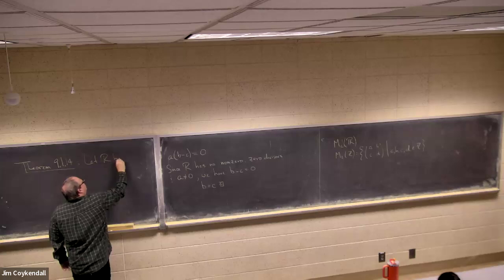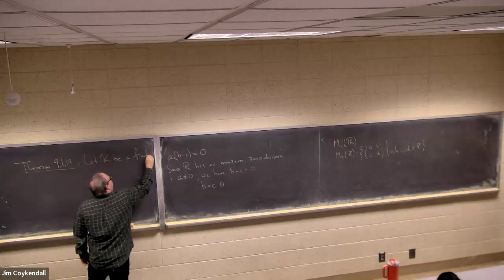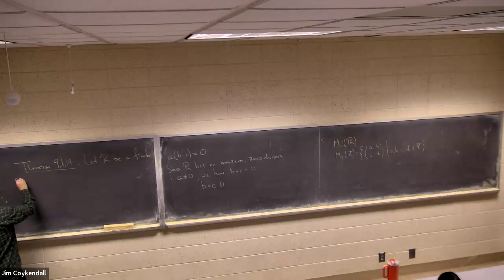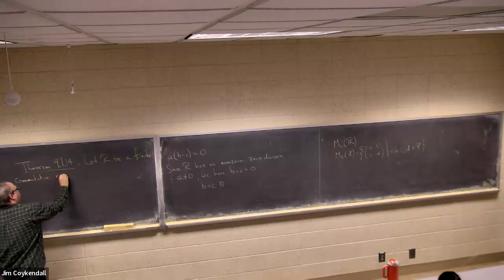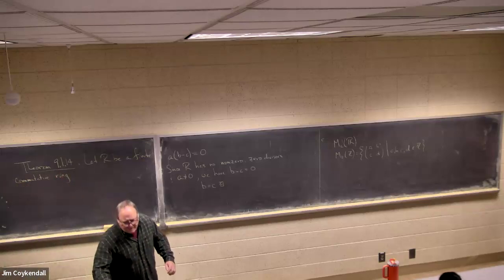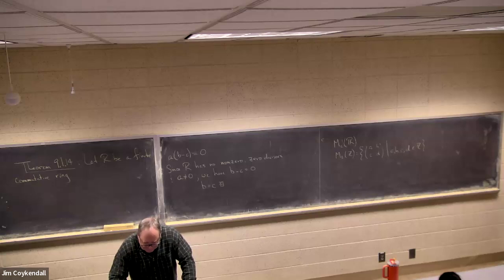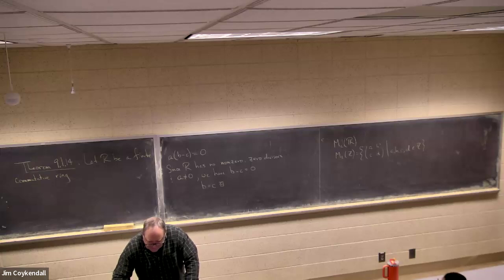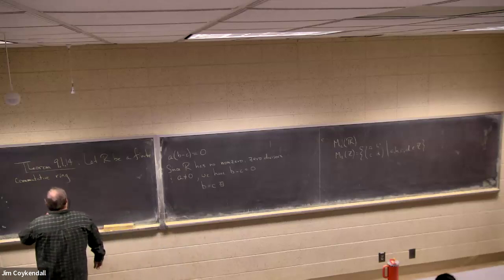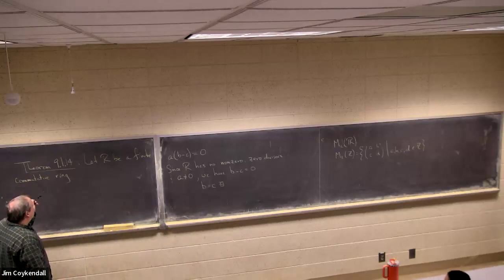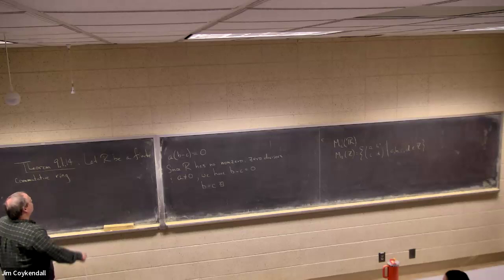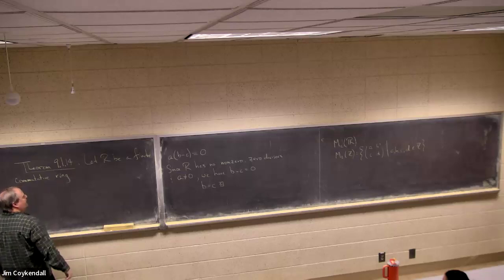Let R be a finite commutative ring. Actually, now that I think about it, yeah, it has to be. Let's look at the proof. I think we might be able to scratch commutative. At least you don't need commutative for some of this. We'll see how the proof goes. That's the great thing about that. Let's see how the proof goes and see if we can shake this down a little bit.